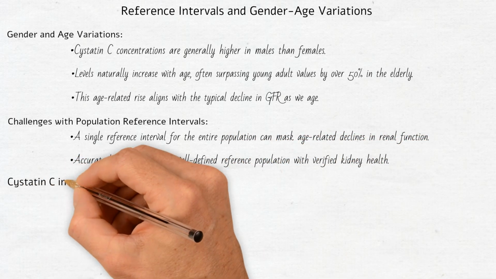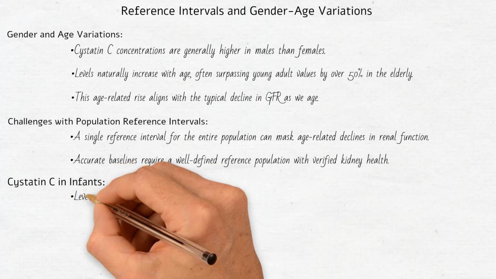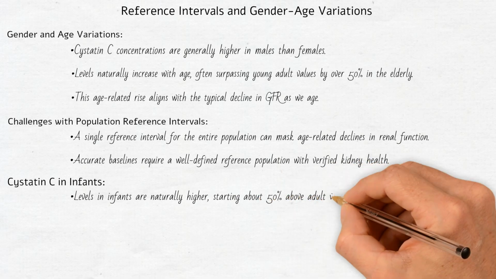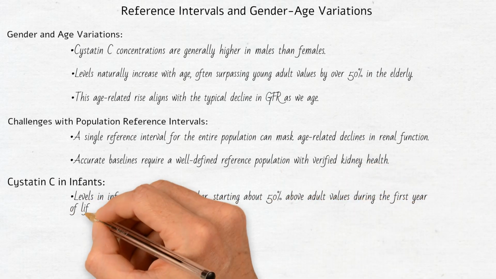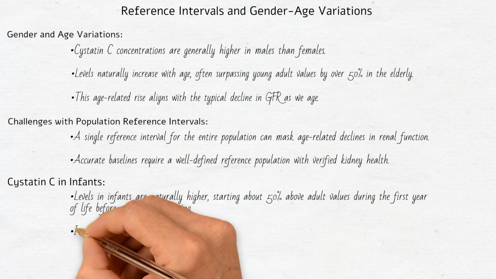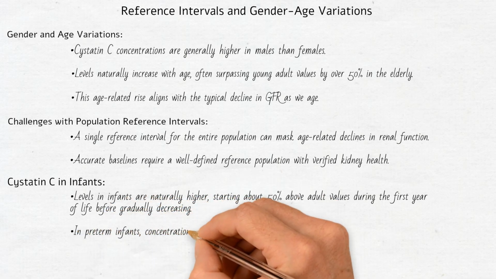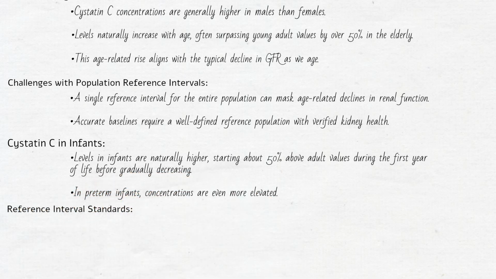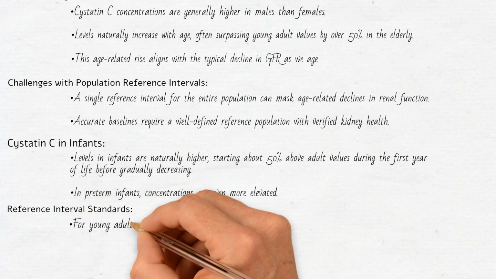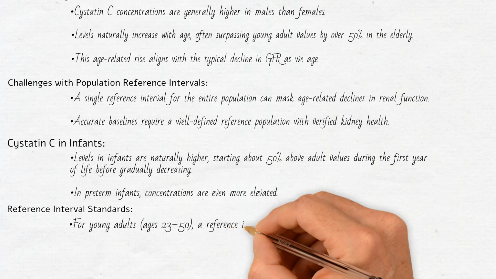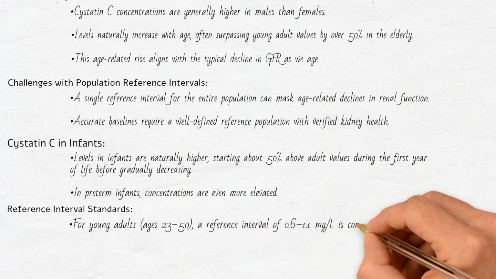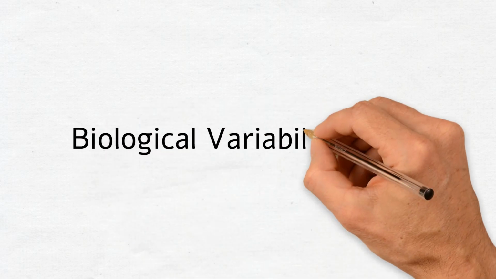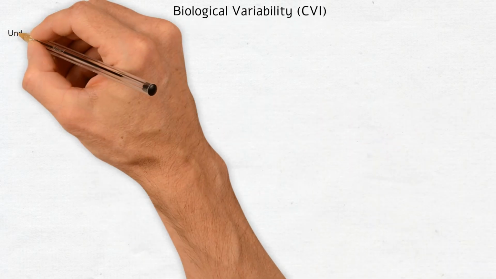Cystatin C in infants. Levels in infants are naturally higher, starting about 50% above adult values during the first year of life before gradually decreasing. In preterm infants, concentrations are even more elevated. Reference interval standards. For young adults, ages 23 to 50, a reference interval of 0.6 to 1.1 mg per liter is considered reasonable.